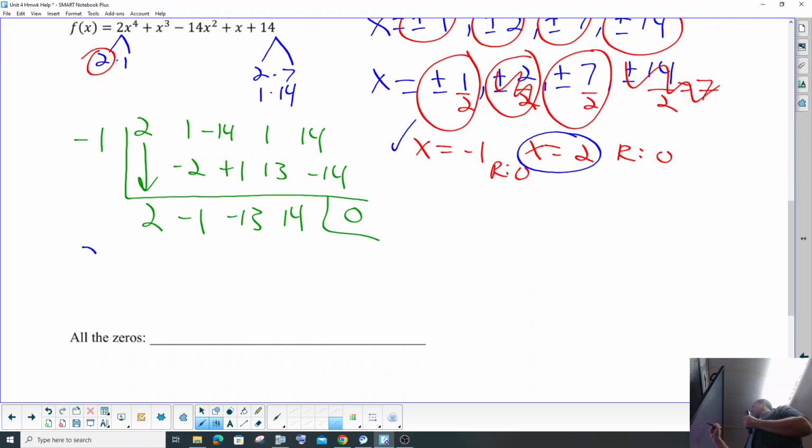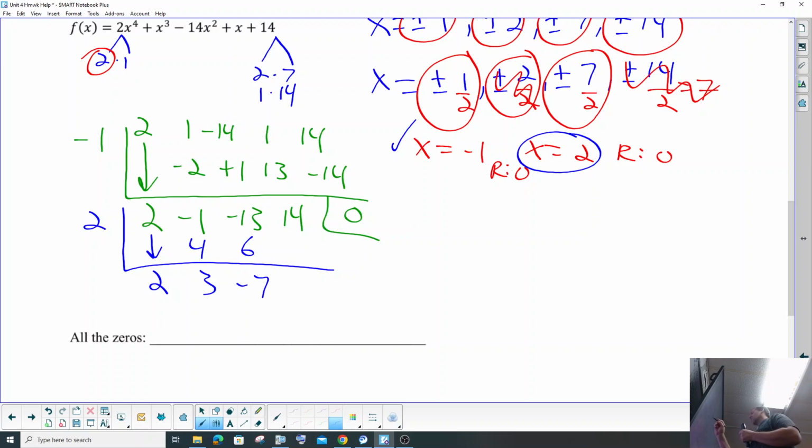So now we go 2 into the answer we just got. Bring down the 2. 2 times 2 is 4. 4 with the -1 is 3. 2 times 3 is 6. -13 plus 6 is -7. 2 times -7 is -14. And then we get a 0. And so then we get 2x squared plus 3x minus 7.